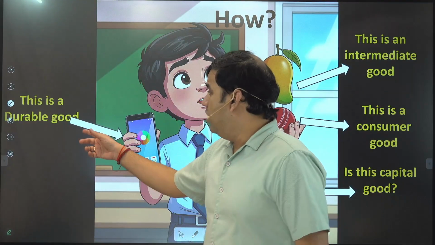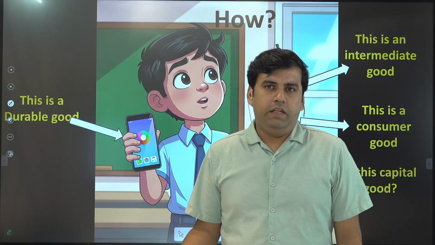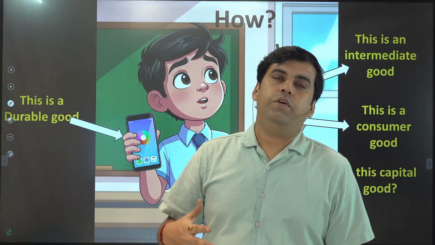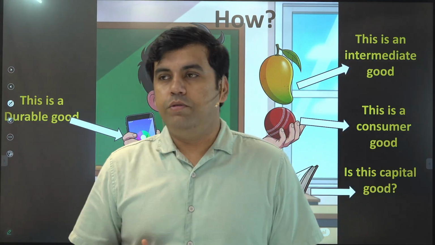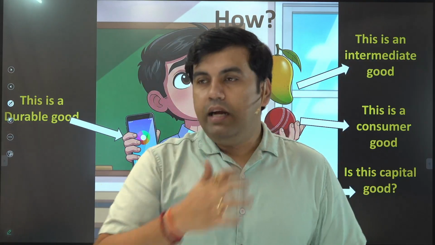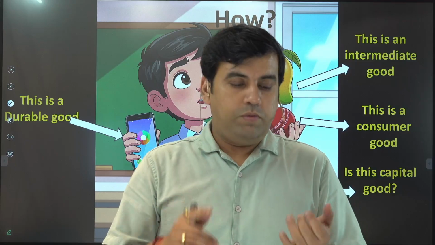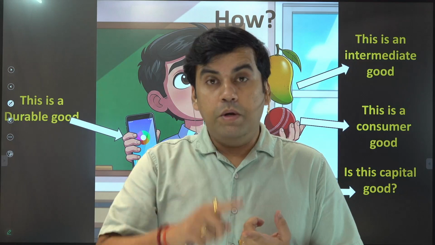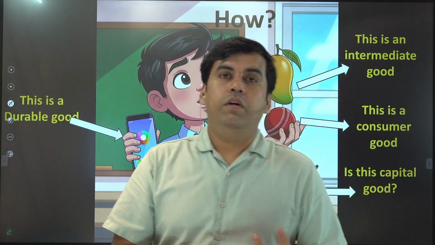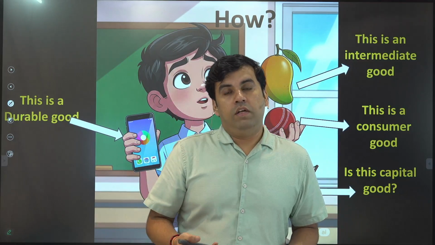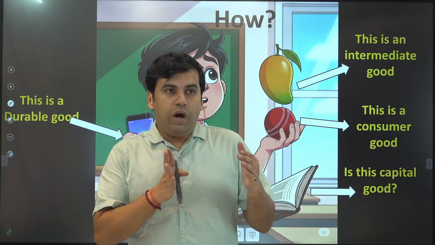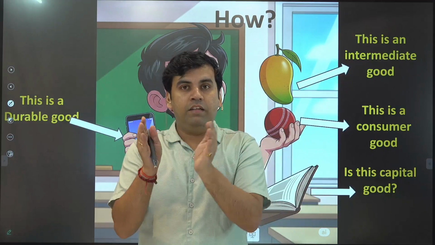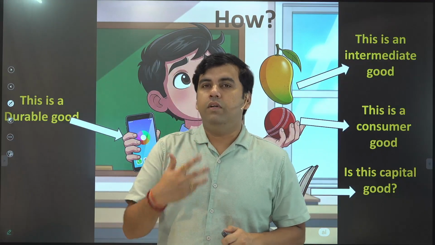Now coming to this, what is the durability of something? The point is, I just displayed this slide for you to make my point clear, that we need to understand the concepts of what is an intermediate good, what is a capital good, what is a consumer good, what is a durable good, non-durable good, final goods. Once you understand these concepts, you will understand the national income calculation in a better way.